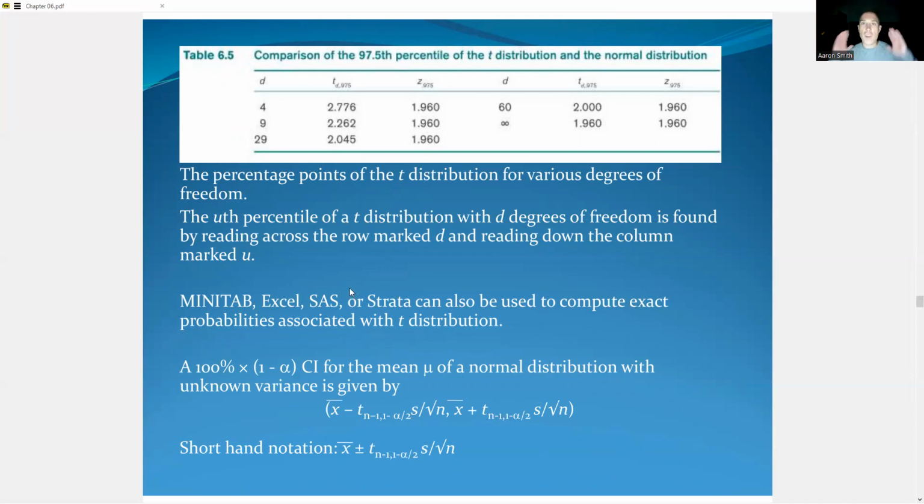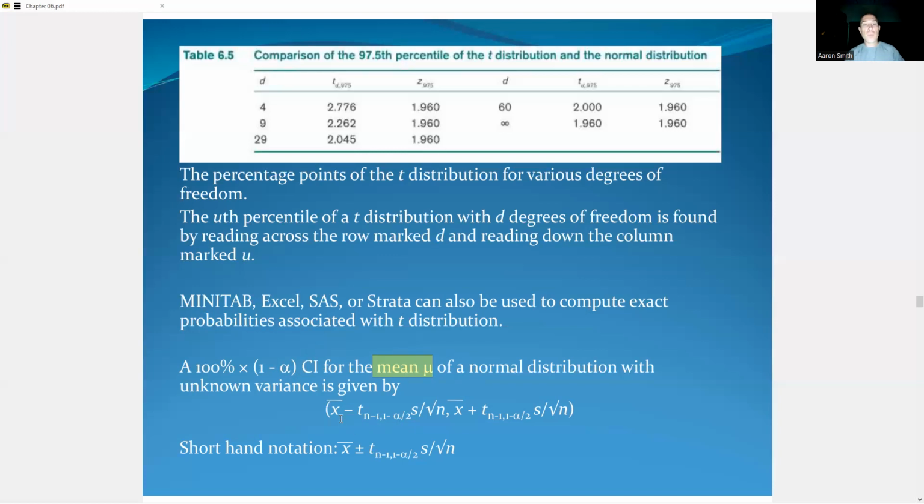Every single statistics platform will do these calculations for you. If you can, don't use tables. Let the machine do the work for you. Now, for a confidence interval, the percentile for the mean mu of a normal distribution with unknown variance will be given by this.